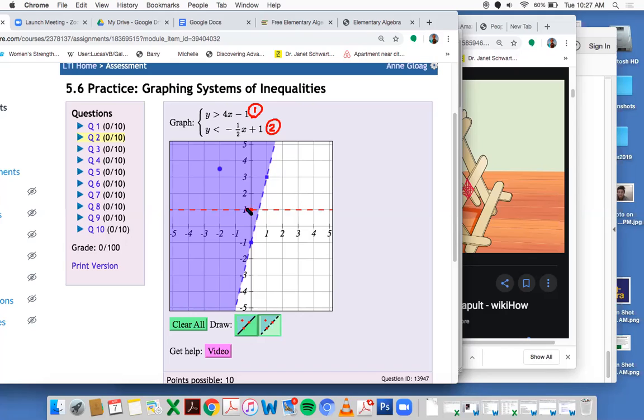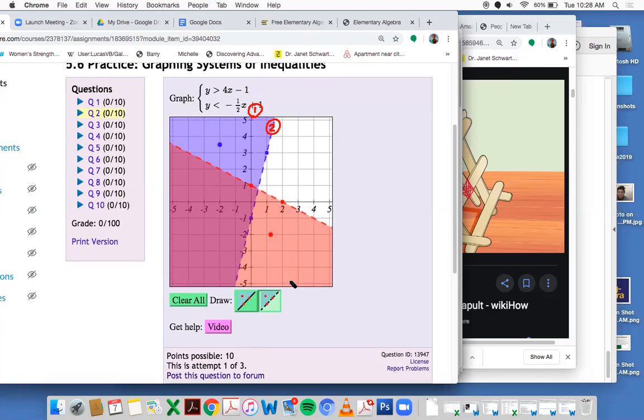Okay, and now the slope says -1/2. So I need to go down 1 and 2 to the right. I mark with the pencil, and that draws the line. Now I need to decide which part to shade. Because it says y is less than, I need to touch the screen below the line, right? And that does the shading. So now the region that overlaps is your solution region.